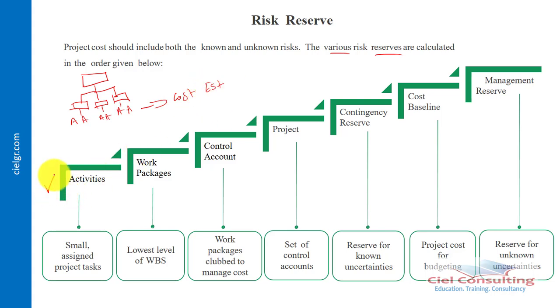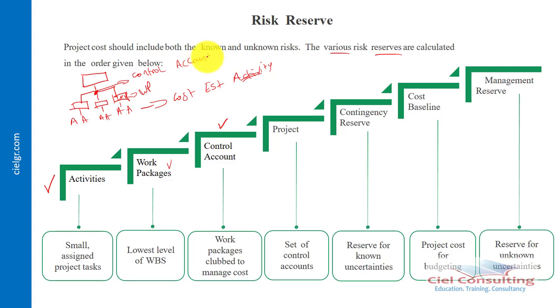This is our activity cost estimate. So that's exactly what we have here. This talks about small assigned project tasks, so the cost for this assigned project task is your activity cost estimate. This activity cost estimate is then rolled up into your work package estimates. Of course, the work package is the lowest level of your work breakdown structure. This is where you have your work package estimate, which is how much each of these work packages will cost. Then remember we talked about control accounts: work packages clubbed to manage costs. If we group these work packages together for the purpose of managing their cost, that represents our control account.